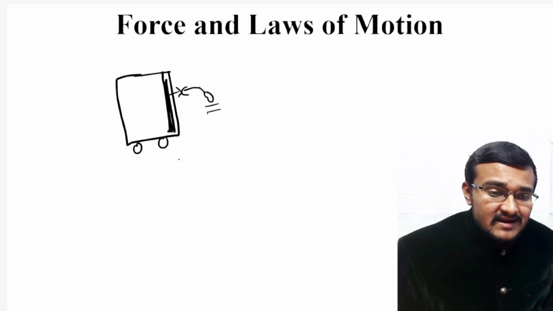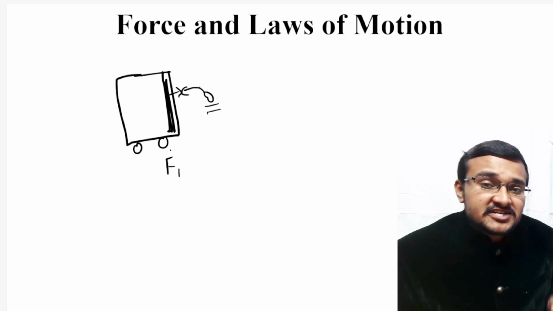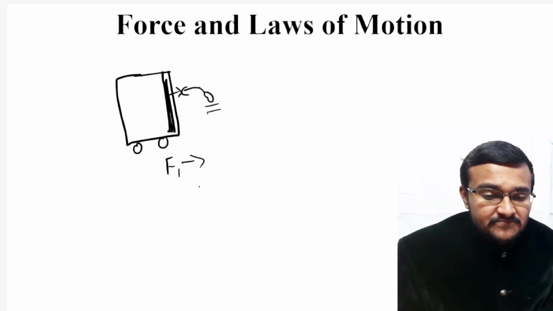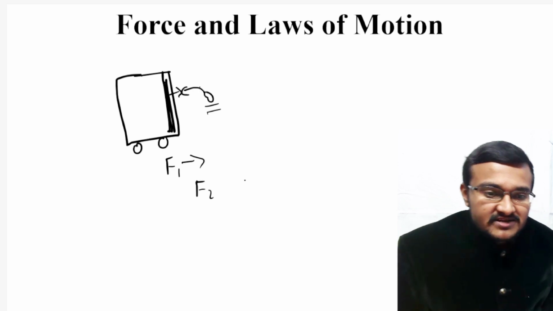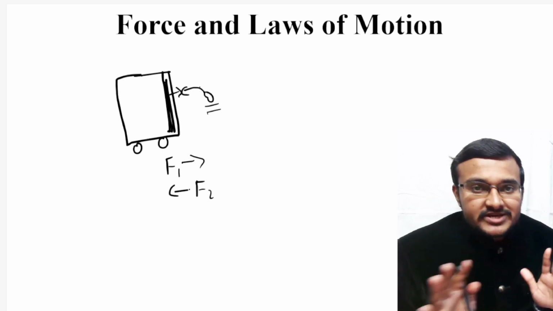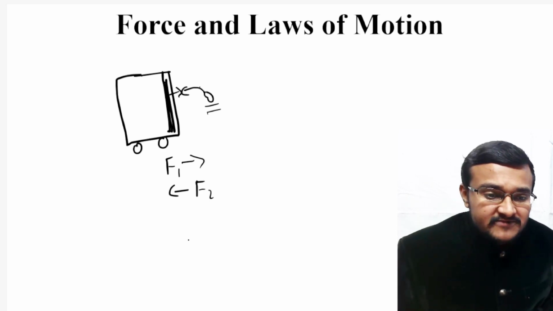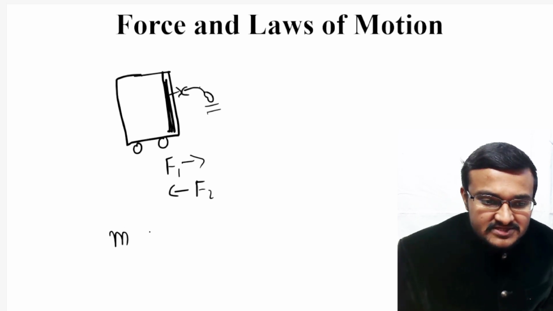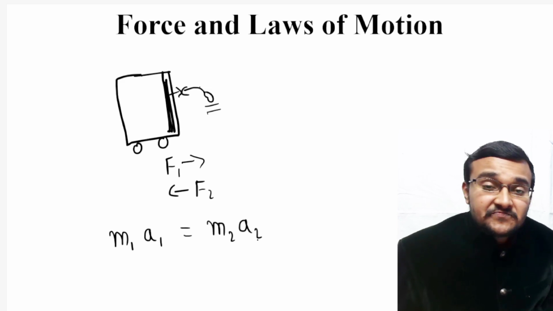Why has this happened? Let us assume the force applied by windshield onto the insect as F1 and the force applied by the insect onto the windshield as F2. So here F1 and F2 are equal and opposite to each other. So now we will just consider the magnitude of force. So if we just consider the magnitude of force, then mass times acceleration, that is mass m1 times acceleration a1 is equal to mass m2 times acceleration a2.